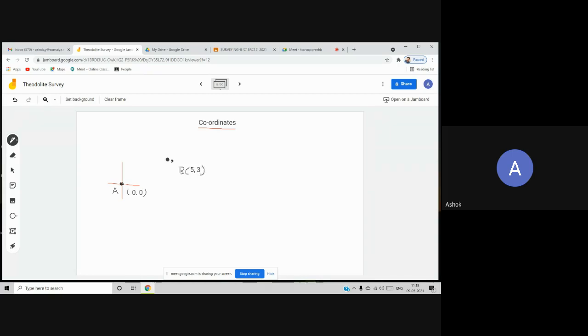Okay, so the point B has a coordinate 5, 3. What does it mean? It means the position of point B is 5 unit and 3 unit. X value is 5 unit, which means it is at a 5 unit distance from origin in X direction and 3 unit distance in Y direction. Yes or no?